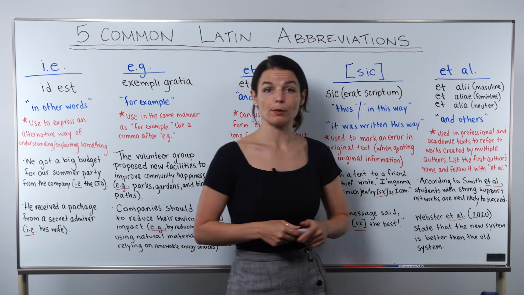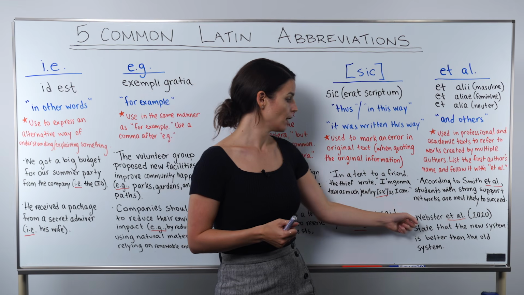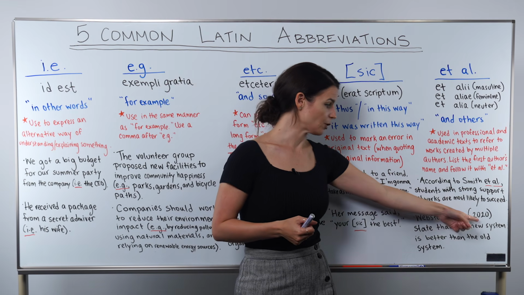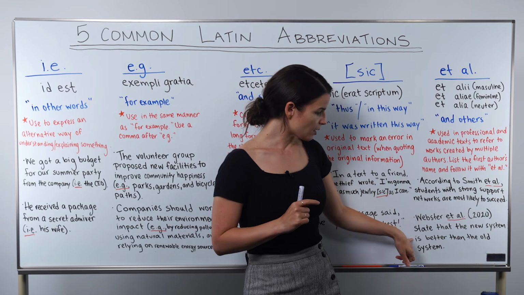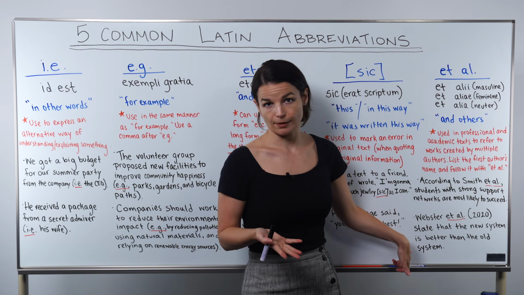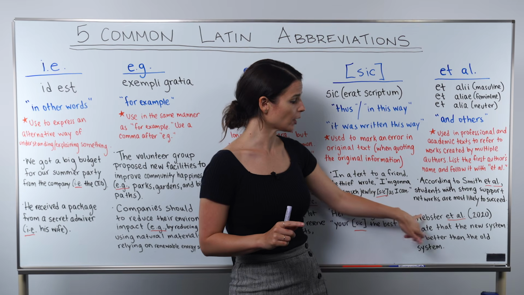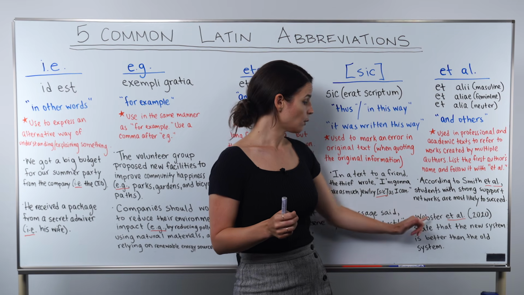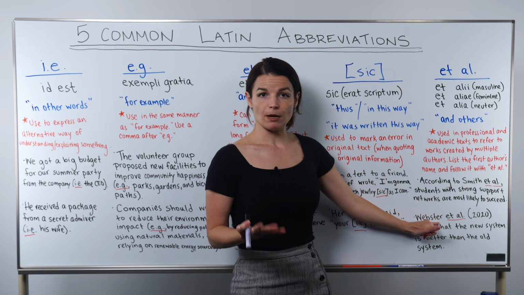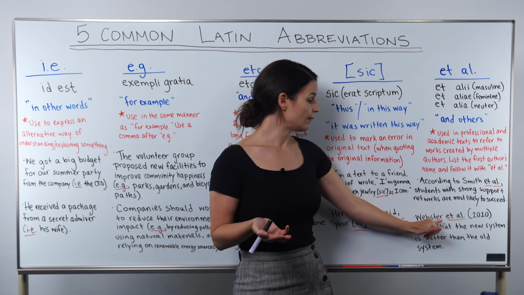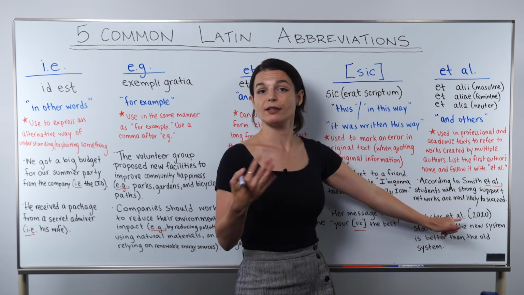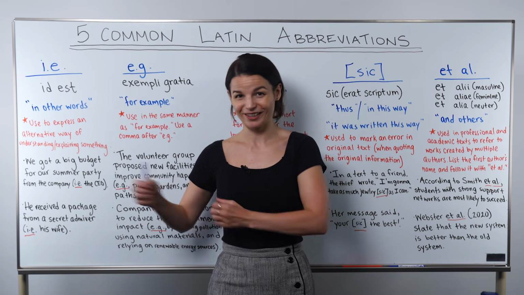Okay, let's look at one more example of this. So here's one. Webster et al. 2020 state that the new system is better than the old system. Okay, so again, the fact here is not important. We want to look at this use of et al. So in this case, the first author name is Webster, and then et al. means others. So Webster and some other people, essentially.